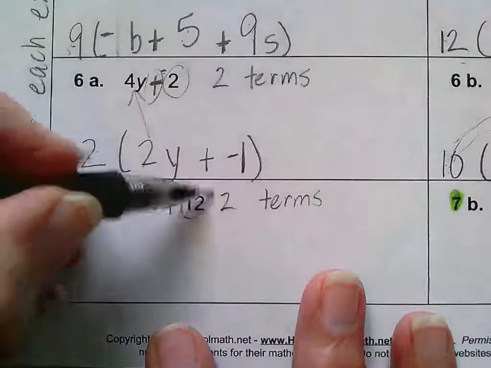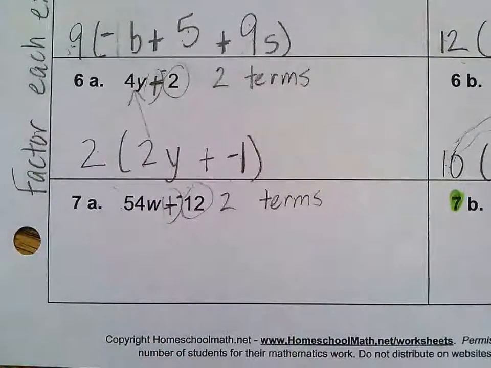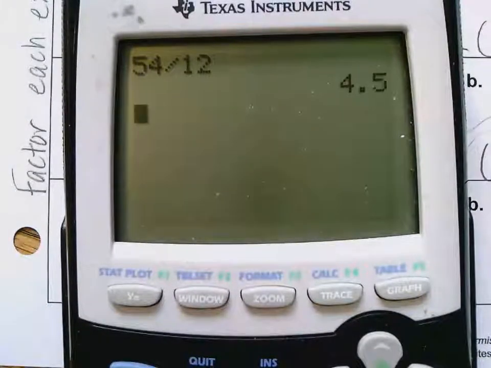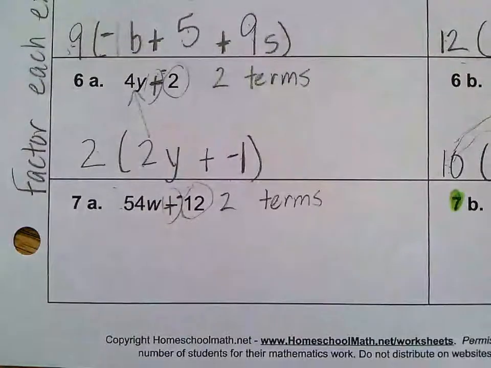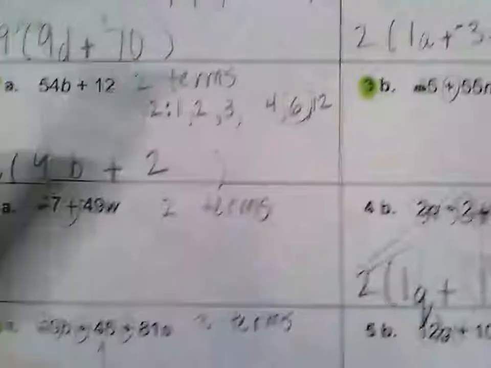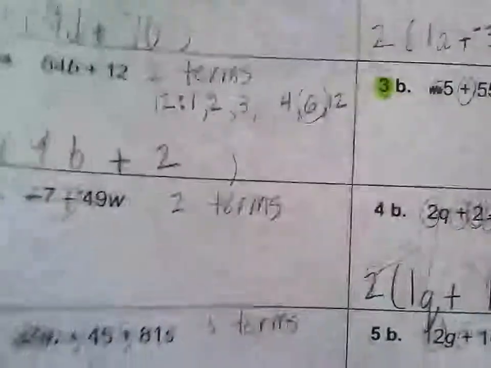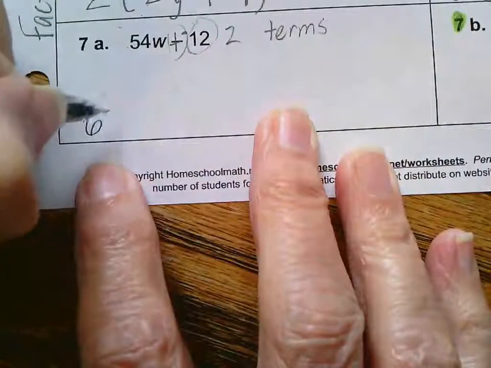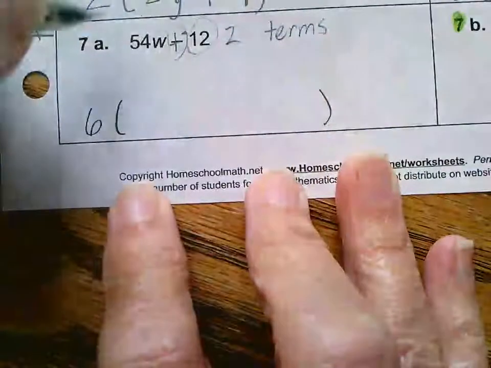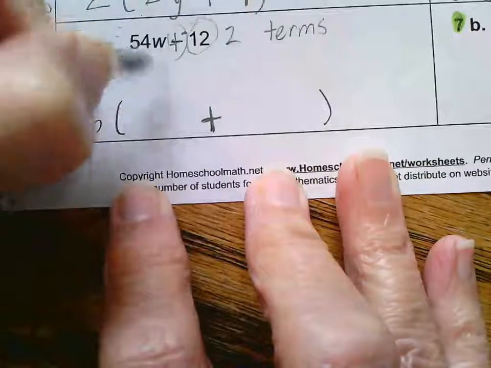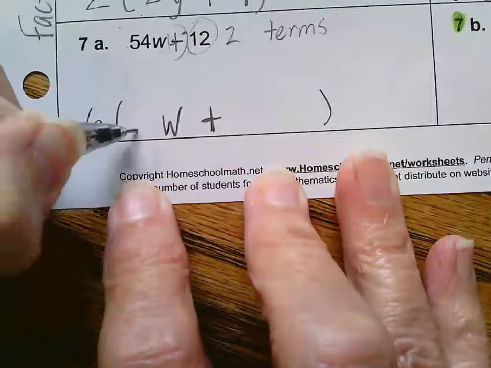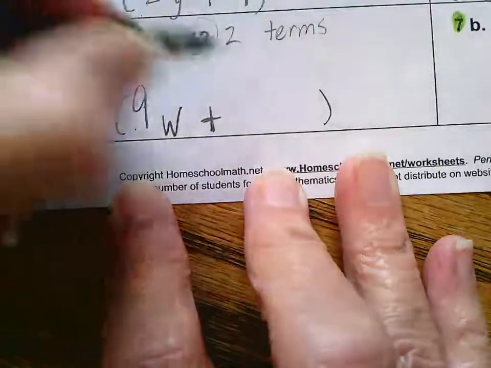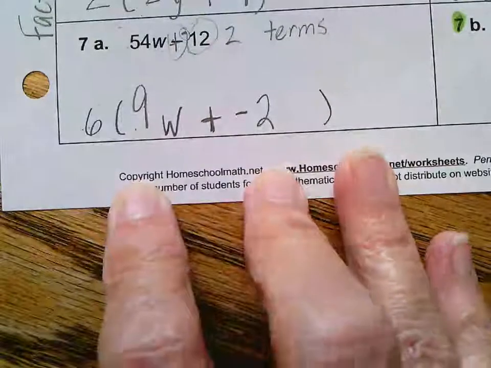Let's check 12. 12 shows up a lot in this worksheet. Let's see if it's a factor of 54. We may have already done this. Yeah, it is not. So I have to look back at my factors of 12. 12 is not going to work, so let's try 6. Well, yes, it is. 6 is a factor of 54. So 6 times, and then I have one plus sign. I have one variable. 6 times what gives me 54? That's 9. 6 times what gives me negative 12? That's negative 2.